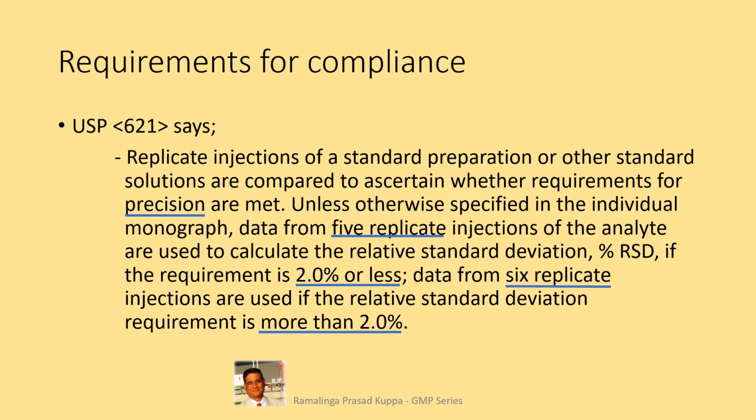There are several monographs for which there is no specific number of injections. In such cases, you have to comply with this requirement: inject 5 times and collect the data for evaluating the percent RSD if it is less than 2%, and 6 injections if the percent RSD is more than 2%.